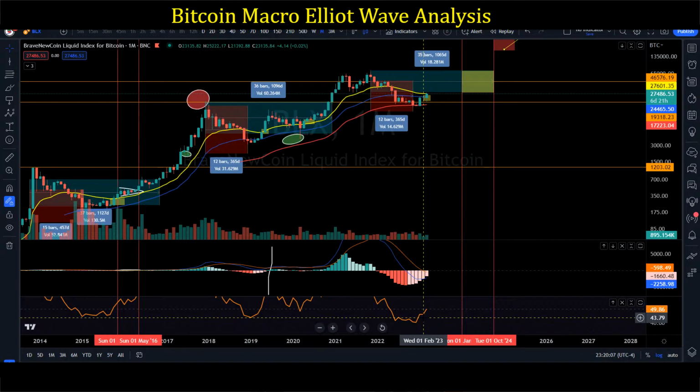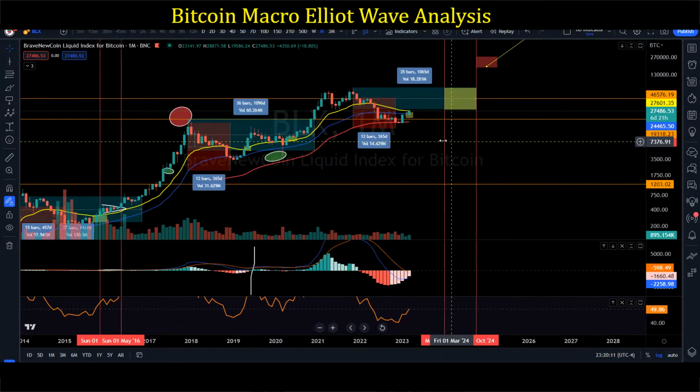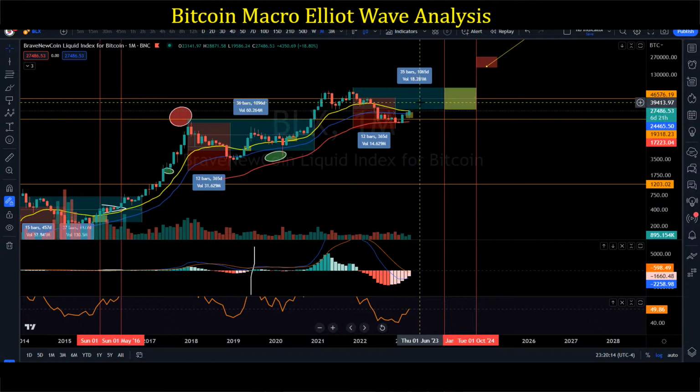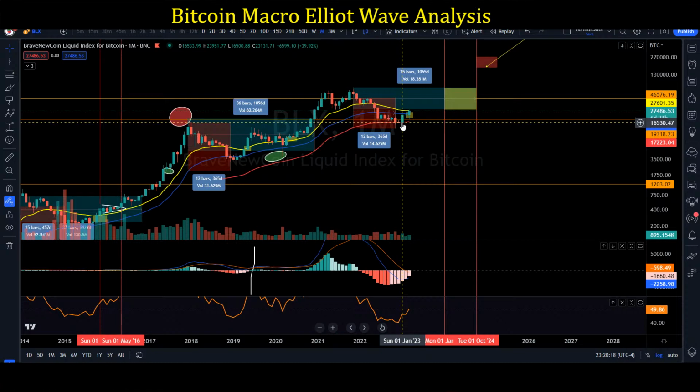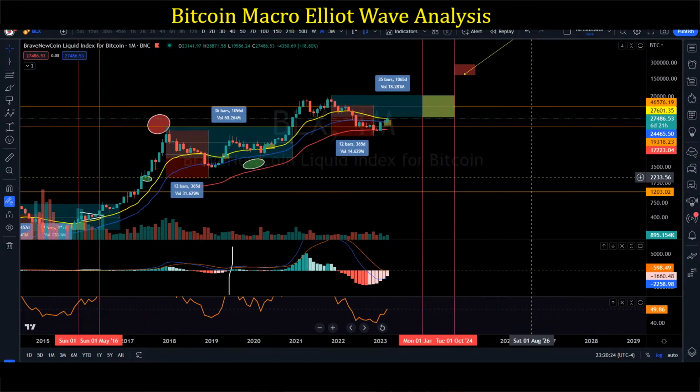Because if you buy at 17K, 18K, 16K, yes, you could take profit at the monthly 21 and at 40K, 50K and wait for a retest and all that good stuff. But you're not buying at 16K, 17K just to sell at 18K, right? And all that good stuff.